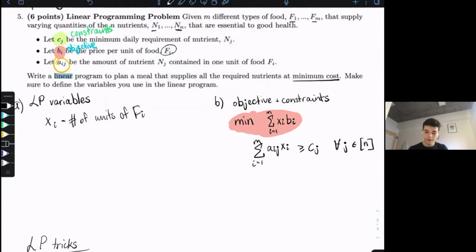And so that's going to conclude our linear program. What we did here is we defined xi, which was an LP variable for the number of units of fi. What that does is it multiplies bi to form the total price and multiplies aij to form the total amount of nutrients of type j that we get. And then we're given, in the problem, these cj and bi, objectives and constraints that we need to formulate in this LP.